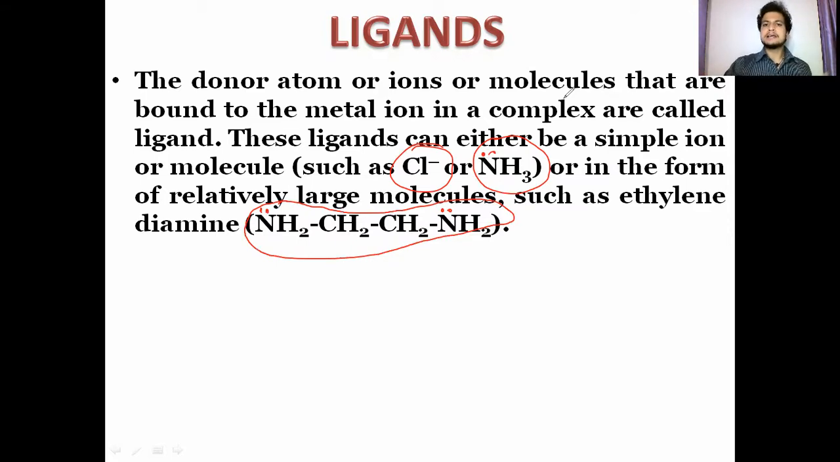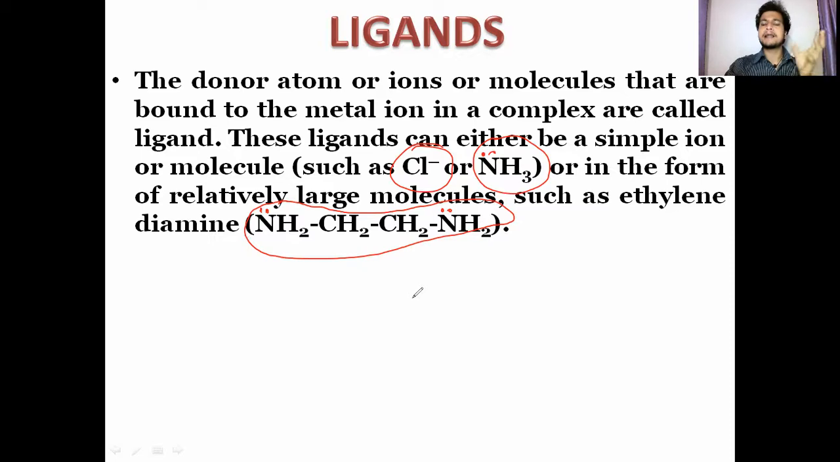Now remember that a ligand may have one donor site, like NH3 has one donor site, chloride has one donor site, meaning one atom to donate in that molecule. Ethylene diamine, on the other hand, has two donor sites. See, two nitrogens are there to donate. It may happen that they have three, four, five or six.